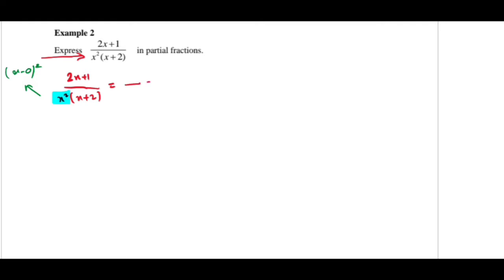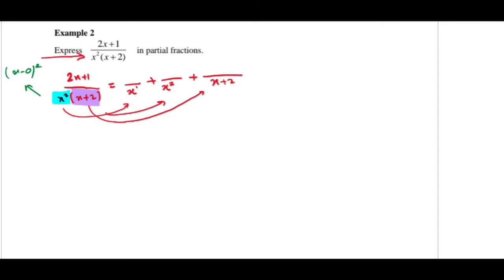So remember the steps for repeated linear factor. Separate this x squared first. So x squared, the first one, you have to write x power 1. The other one is the repeated linear factor, x squared. And then the other factor, which is x plus 2, is just linear, so we can write x plus 2 as one of the denominators for this fraction.